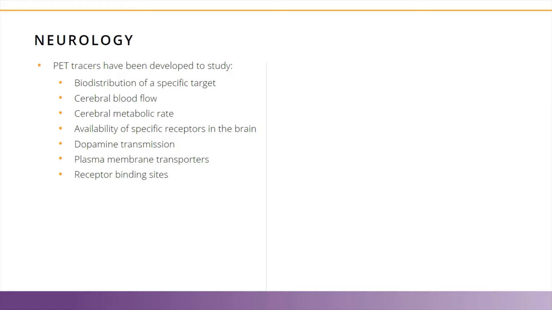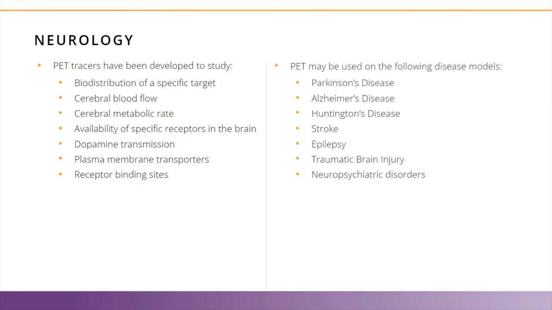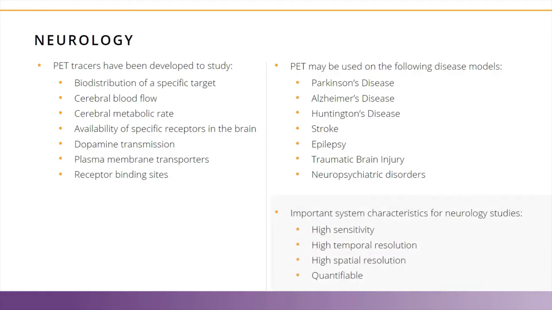localization, and many others. These tracers have been used to study diseases such as Parkinson's, Alzheimer's, stroke, epilepsy, traumatic brain injury, and a wide variety of neuropsychiatric disorders. In these studies, the high sensitivity along with the high temporal and spatial resolution of the SuperArgus systems are key.